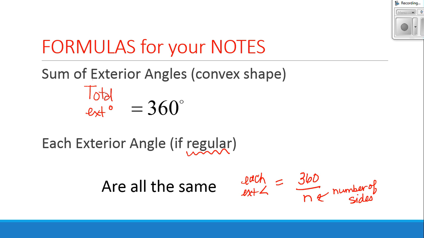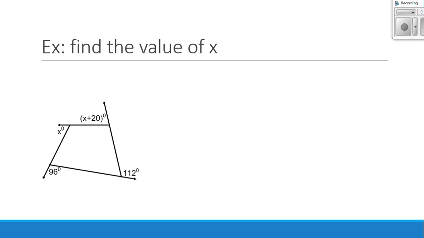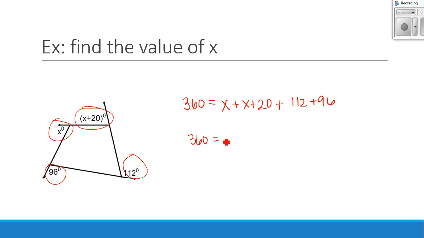All right, let's do an example of finding the value of x given some exterior angles. So I have this polygon. It's actually a quadrilateral. It's a 4-sided figure. And the outside exterior angles always equal 360. So that would be equal to every single one of these added together. So x plus 20 plus 112 plus 96. 360 is equal to 2x plus 20 plus 112 plus 96 is 228. Subtract 228 from both sides, and we get 132 equals 2x. X would equal 66 degrees.